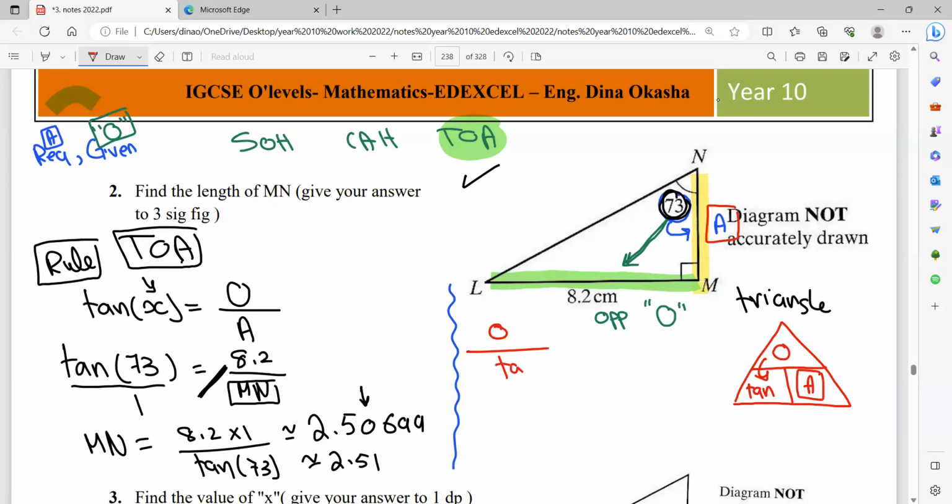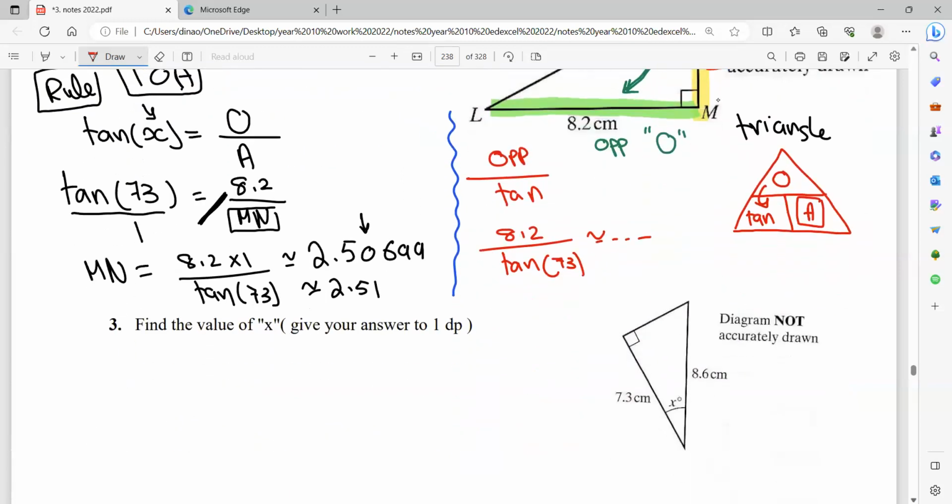Opposite over tan. You substitute immediately, so the opposite, which is 8.2, over the tan. Next to the tan, you insert this angle over here, which is 73. On the calculator, you get whatever answer.